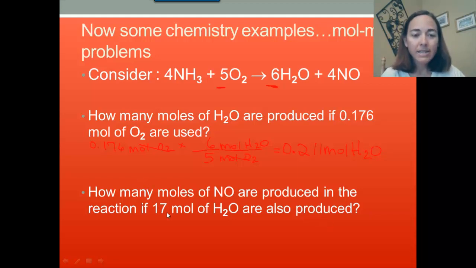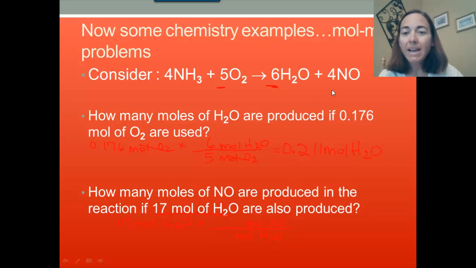Let's try this next one. My given is 17 moles of water. So I'm going to write that down first. We're just converting from moles of one substance to moles of another one. It doesn't really matter about the other parts of the reaction. We are only concerned in this problem with moles of water, and I'm looking for moles of nitrogen monoxide, or NO, on the top.